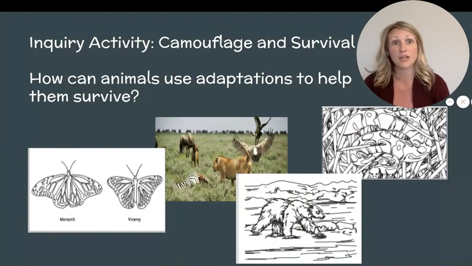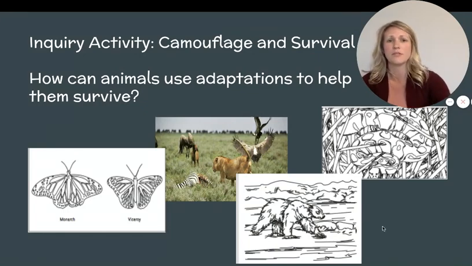So we've done lots of learning today about what adaptations are, and how adaptations can help animals to survive in their environment. So now we're going to move into our inquiry activity. Our inquiry activity today is called camouflage and survival. And remember, the first question that we're looking to answer is, how can animals use adaptations to help them survive? So thinking back, if you take a second, there's some pictures to review. Thinking back to those things, we're going to be implementing an inquiry activity to help us to answer that question. How can animals use adaptations to help them to survive?